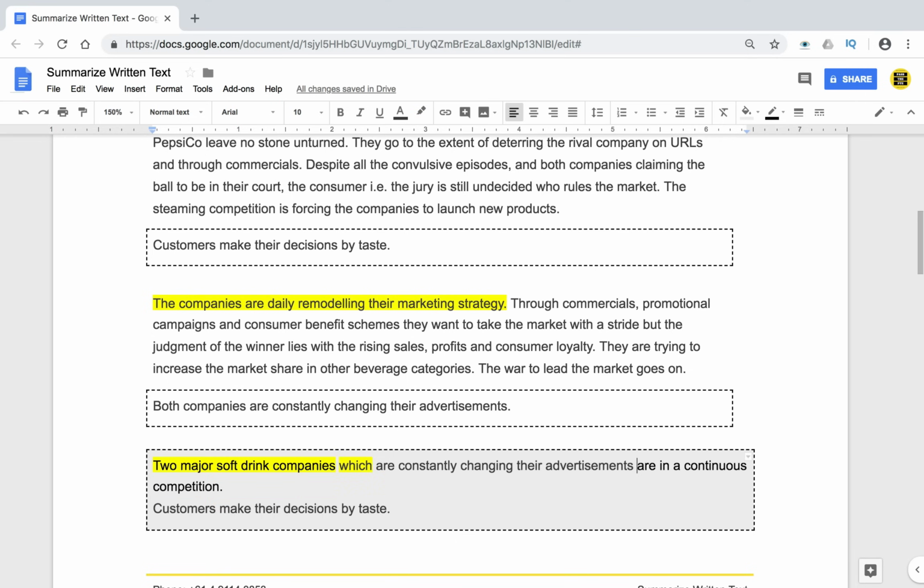Let's read it. 2 major soft drink companies which are constantly changing their advertisements are in a continuous competition. That is your complex. So now let's take a look at the compound. How do we do that? So we just bring this up. Okay, so this still is separated. So this is actually 2 sentences. So we need to link it together. So remember, we already have our complex. So in the compound, we just need to use a semicolon and one of those conjunctive adverbs.